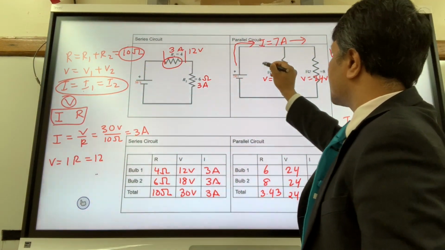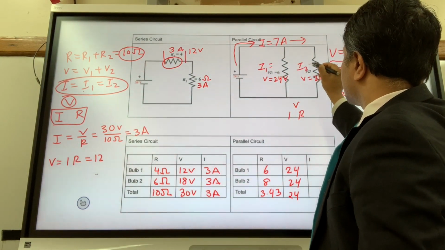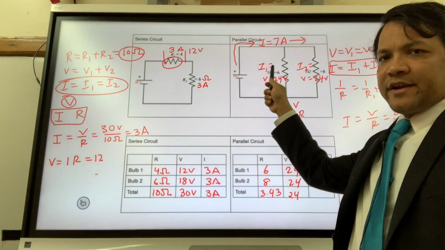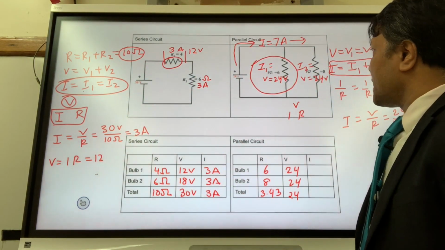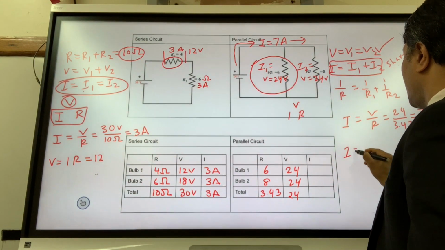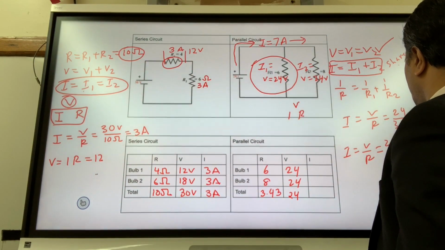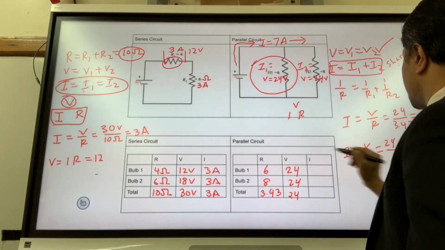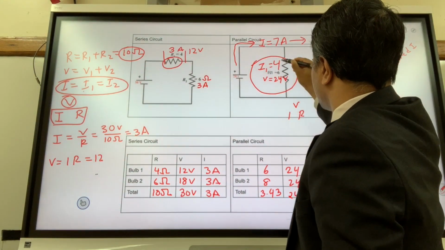But how much current is here? Because the current is shared. Okay? This bulb would be brighter than this bulb. This bulb would be a little brighter than this bulb. Okay, so let's find the current over here. The current is V over R. So V is 24 and R is 6. So 4 amps. So the current is 4 amps over here.